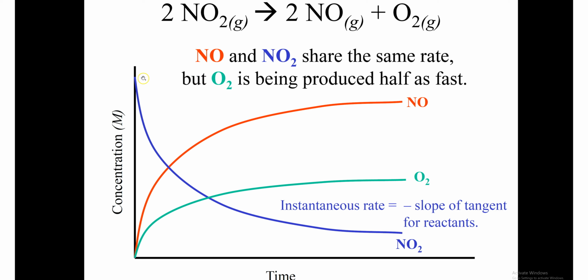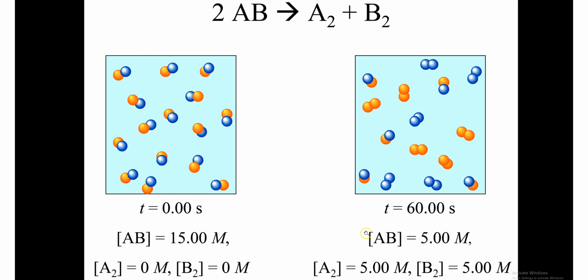Taking a look at this reaction, we can see that NO2 is a drop, and NO and O2 are going to be an increase. However, for O2, as you can see from here, it's going to be half as fast because for every 2 moles of NO2, you're going to get 1 mole of O2.